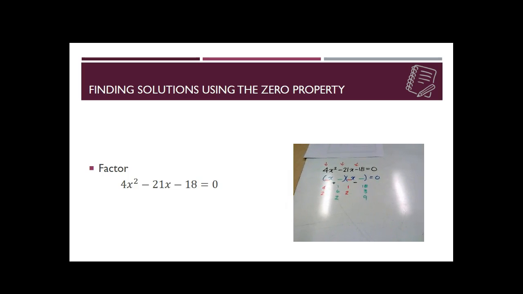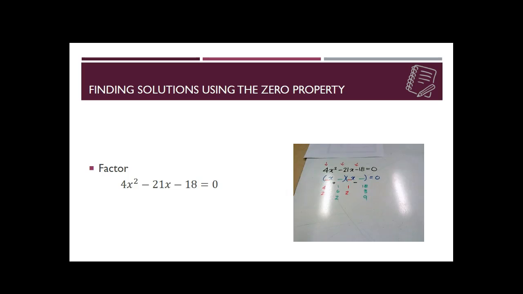Okay, it's a little bit easier on you. I could use 4 and 1 and 1 and 18. I could use 4 and 1 and 6 and 3. Could use 2 and 2 and 2 and 9. In this combination, I need to come up with something that is going to subtract to give me 21, multiply to give me 18.